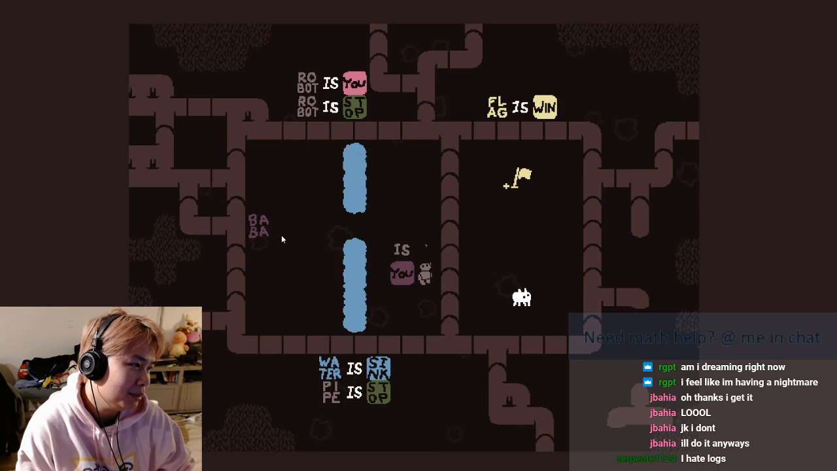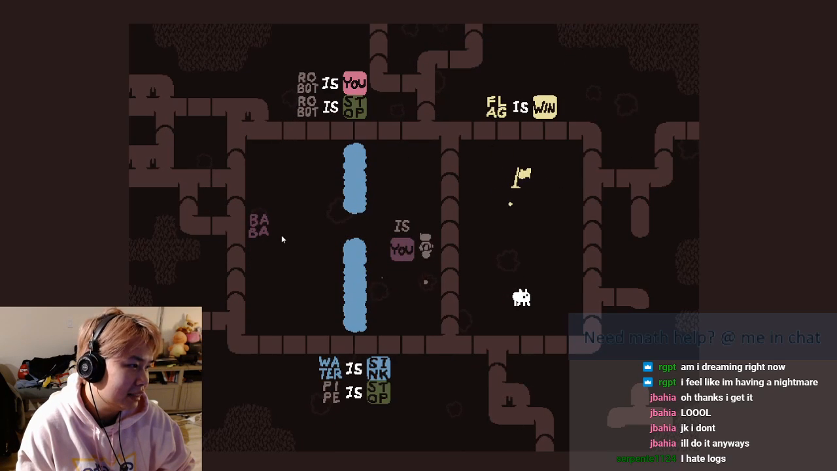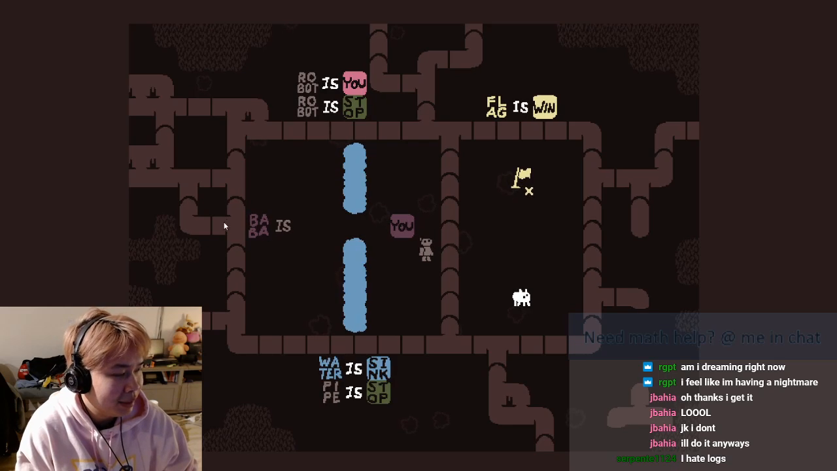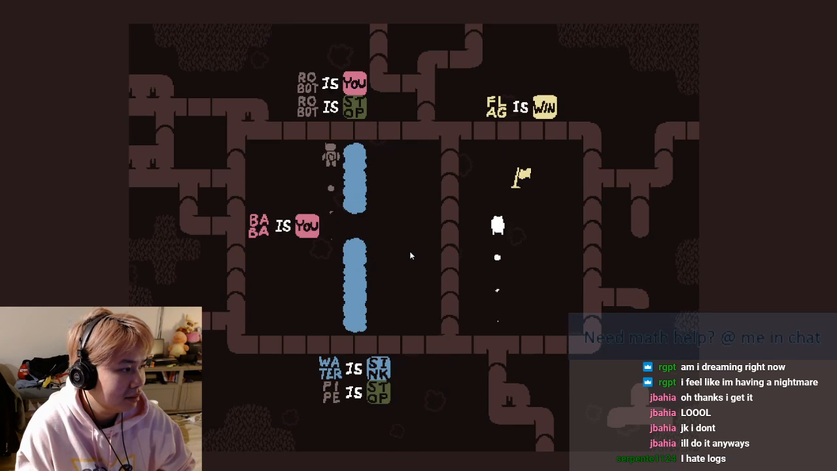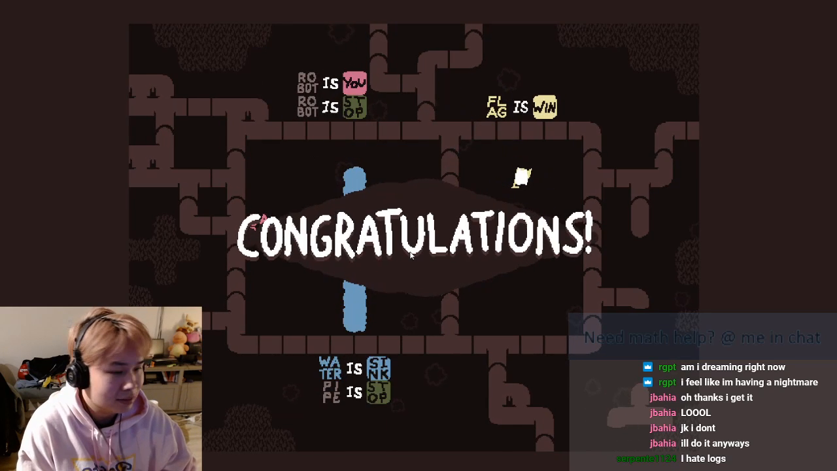Does this lead to a problem? Oh, I guess it doesn't. I can just make the sentence over here. I was worried that Baba would be locked, and then it is locked, so I couldn't push it across. But I can just push across this one. There you go. Easy peasy.